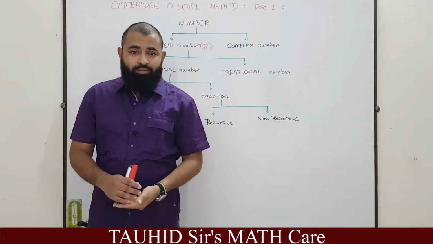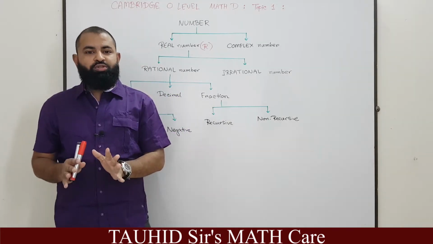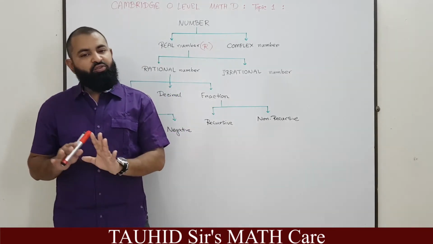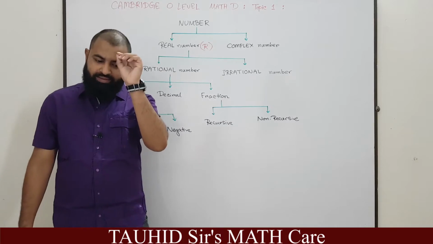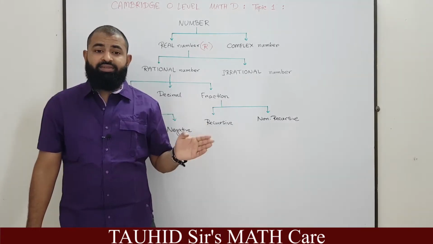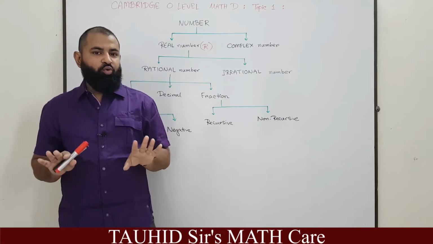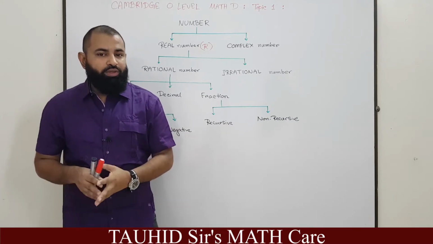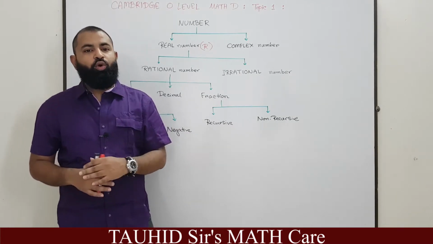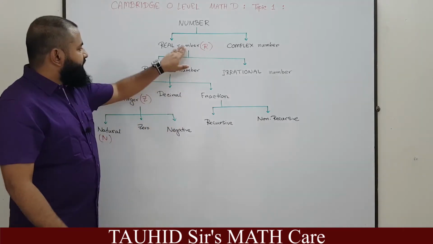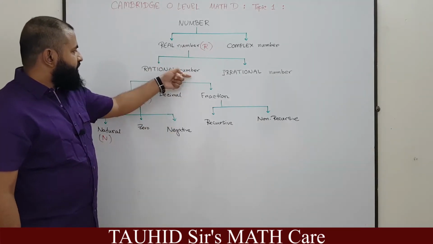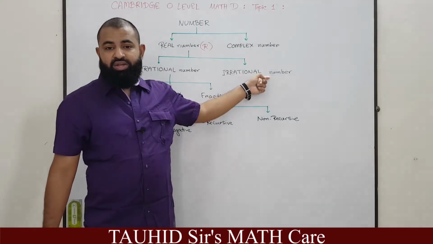Which numbers are real numbers? The numbers we use every day in every level of mathematics, as O-level students, the numbers you use every day. All numbers are real numbers. You are not yet familiar with the complex number. In A2, we will learn about complex numbers. Real numbers are mainly of two types, rational number and irrational number.